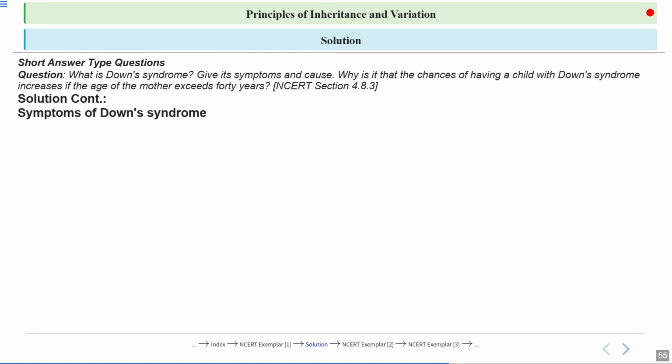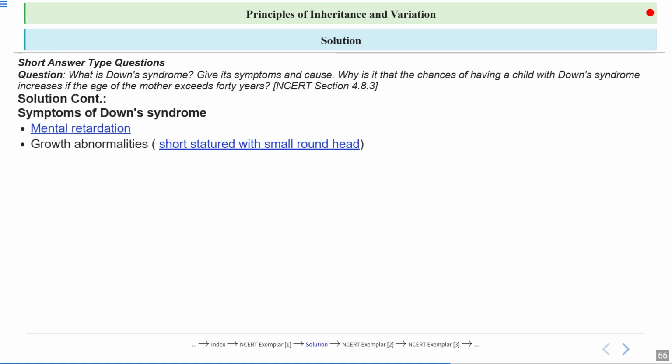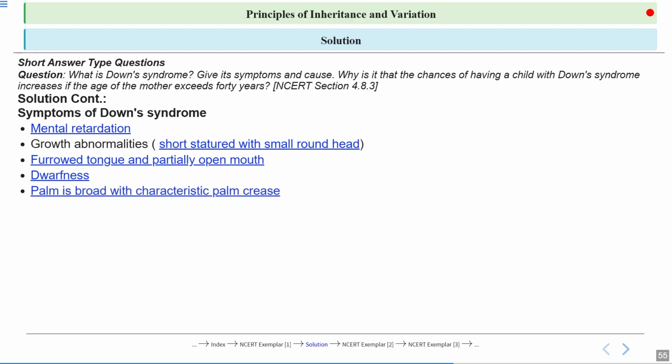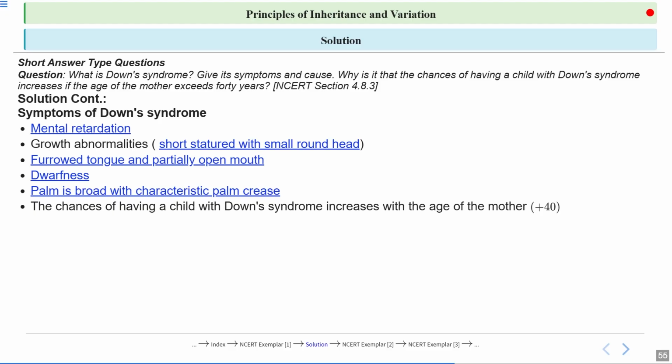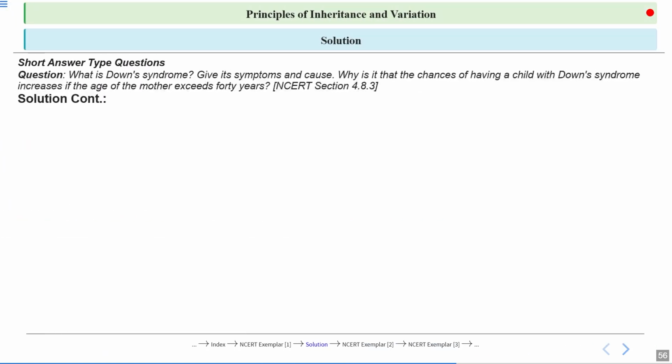What are the symptoms of Down syndrome? Mental retardation, growth abnormalities, meaning short stature with a small round head, furrowed tongue and partially open mouth, dwarfness, and a broad palm with a characteristic palm crease. The chances of having a child with Down syndrome increase with the age of the mother. When the mother is over 40 years, the chances of Down syndrome in the child increase. Why is this so? What is the reason behind this?